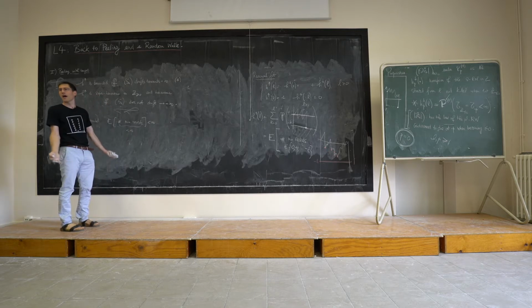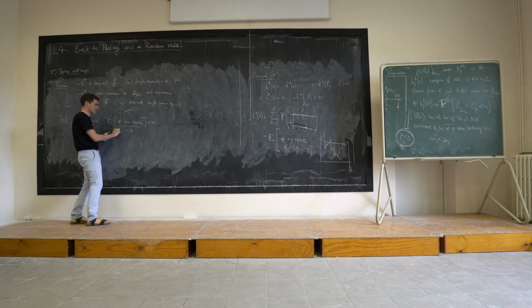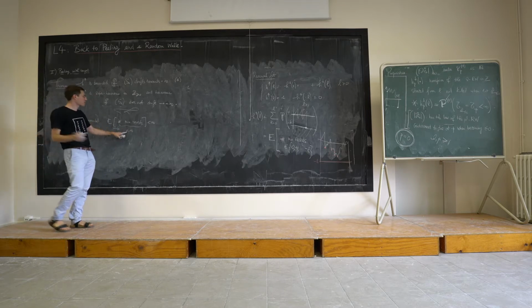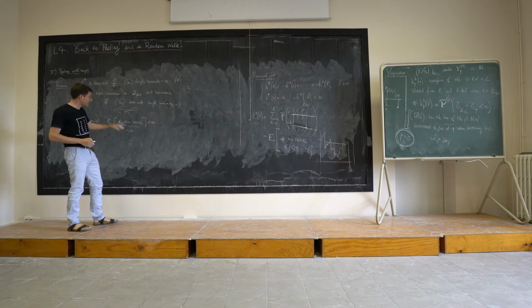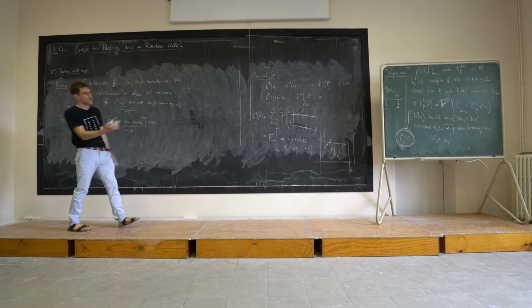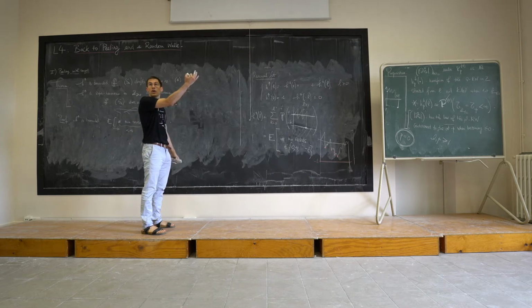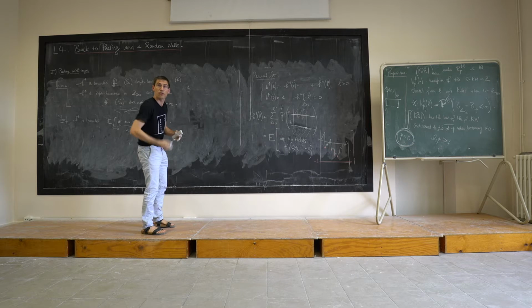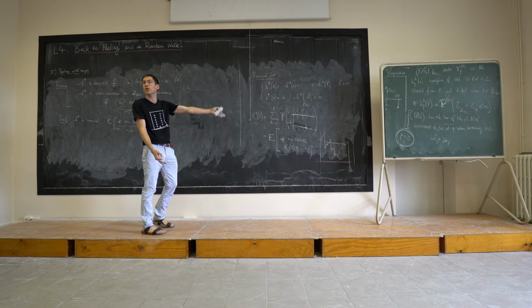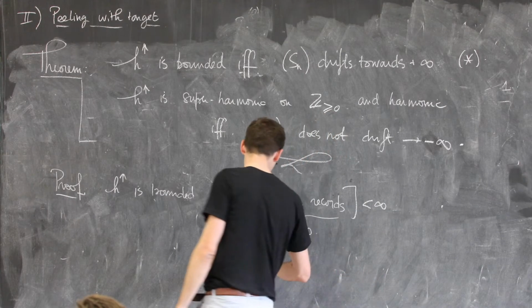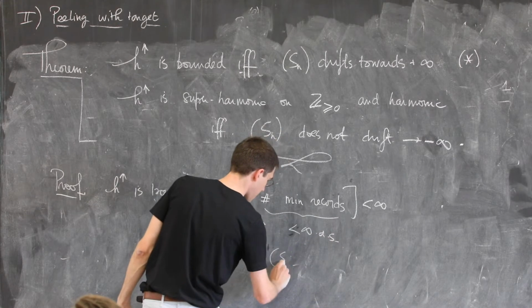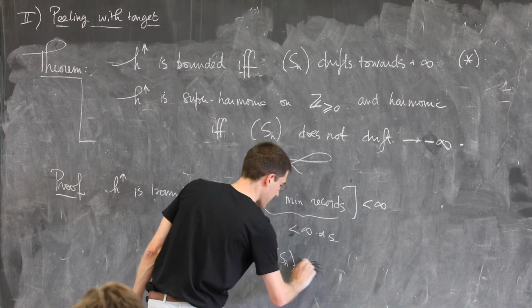So this guy is finite almost surely. And so I claim that if you have a finite number of minimal records, that means that you must drift towards plus infinity. Because otherwise, you will get to arbitrarily large negative values. So you will make as many minimal records as you wish. So this implies that Sn drifts towards infinity.